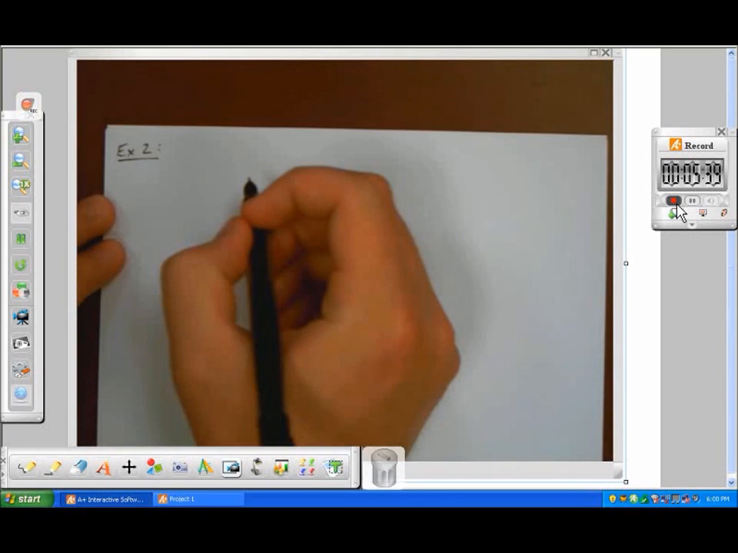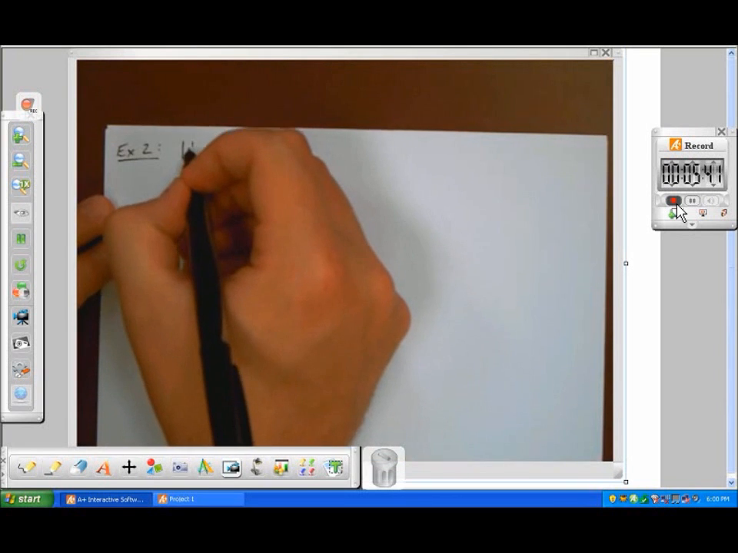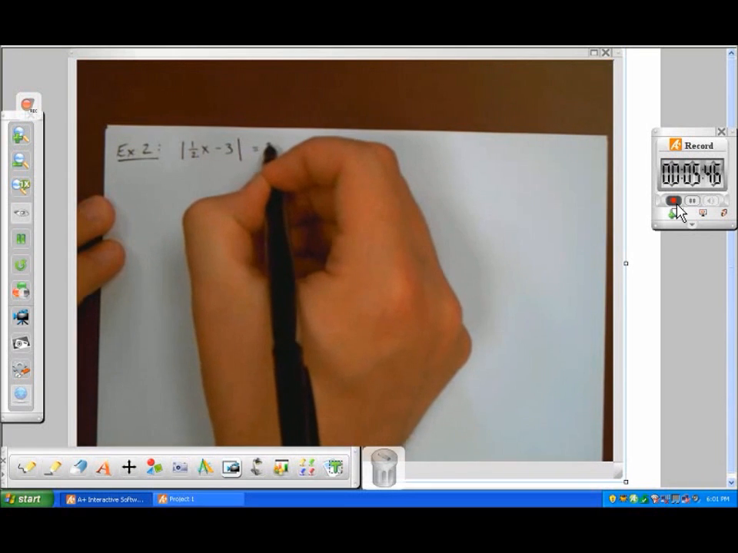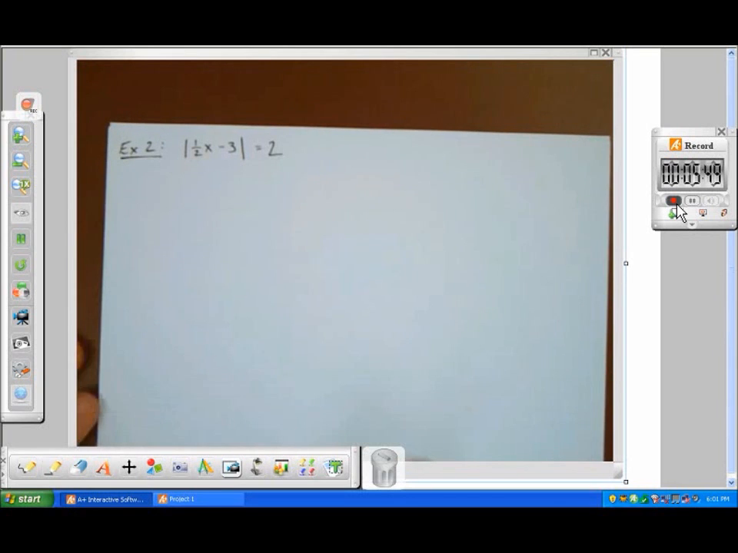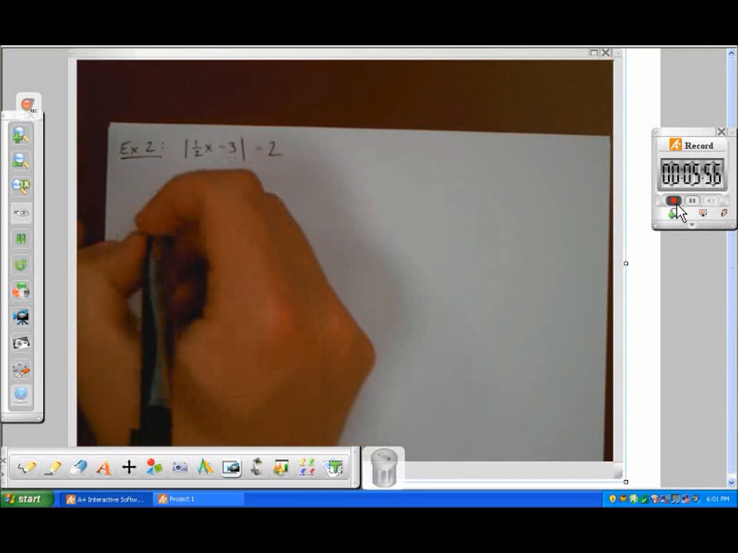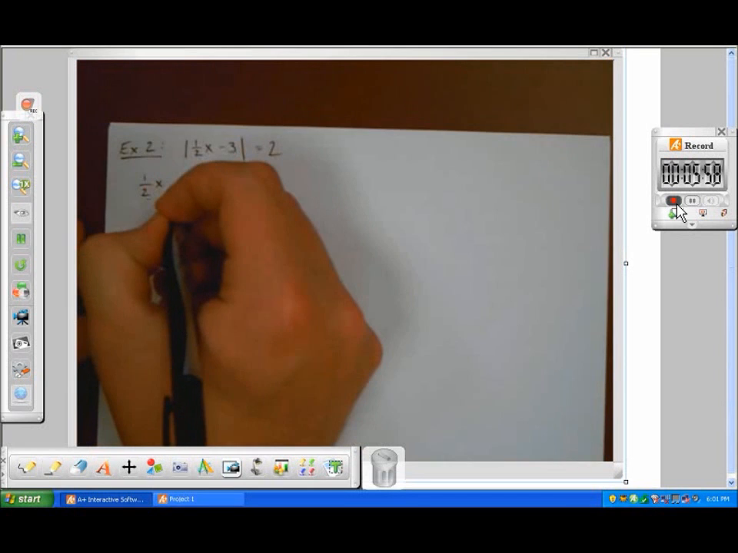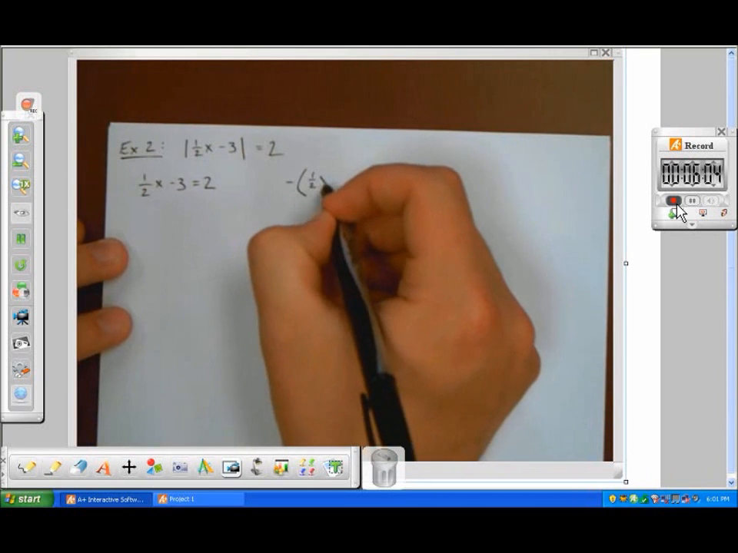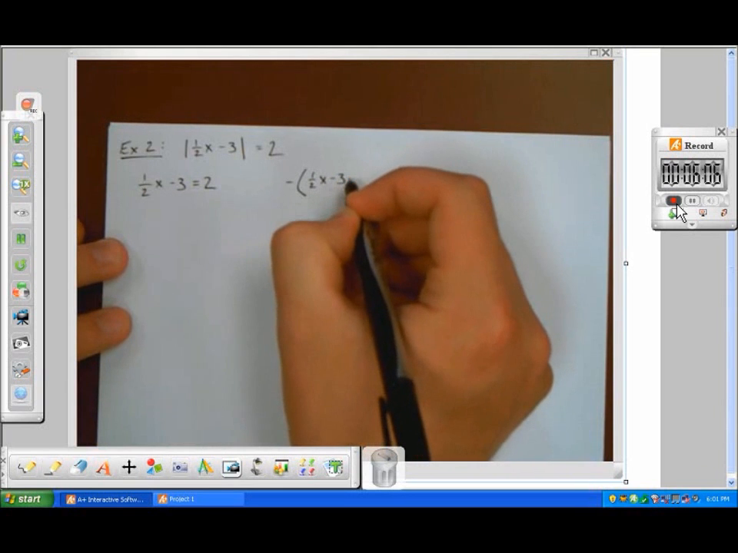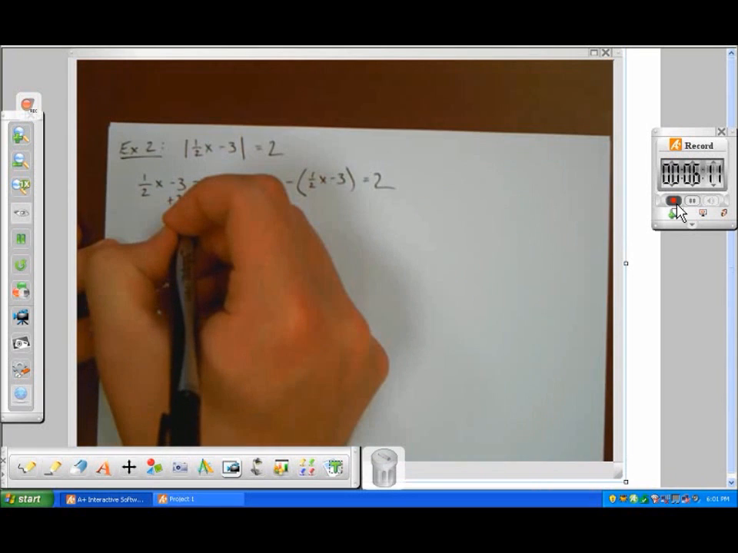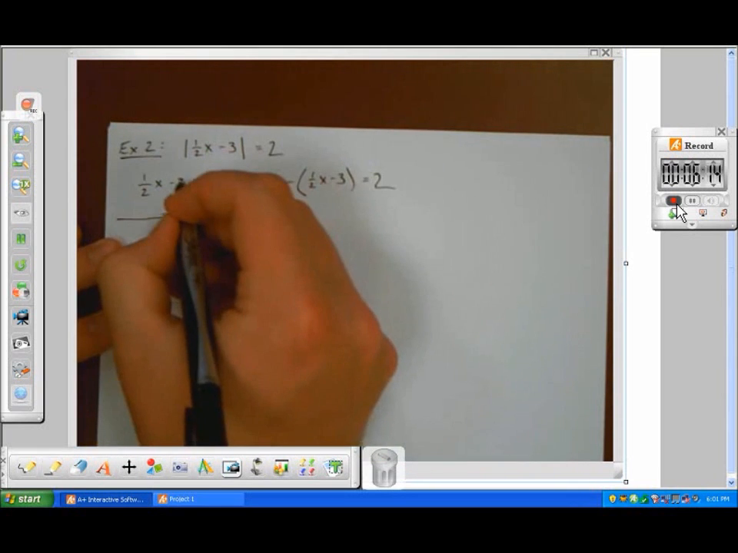In example 2, we've got the absolute value of 1/2 x minus 3 is equal to 2. So again, because this is an absolute value equation, I know that I'm going to have two different answers. One is positive. The other is negative. Time for the one on the left. Add 3 to both sides. These cancel out.